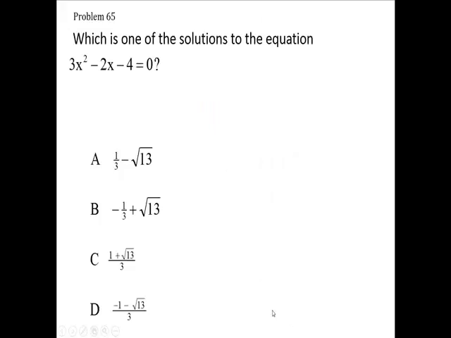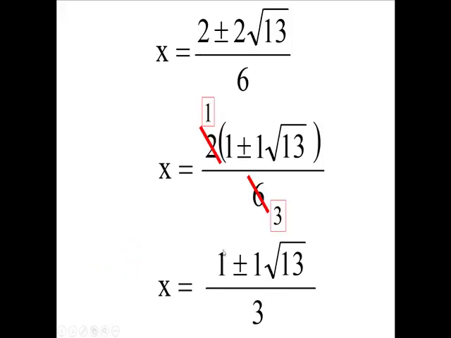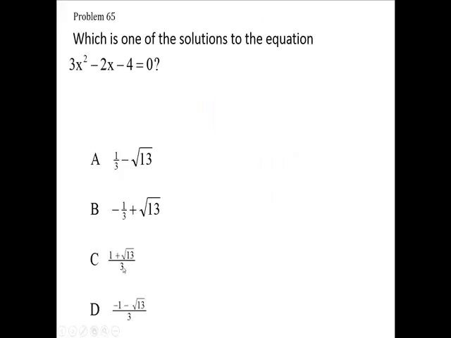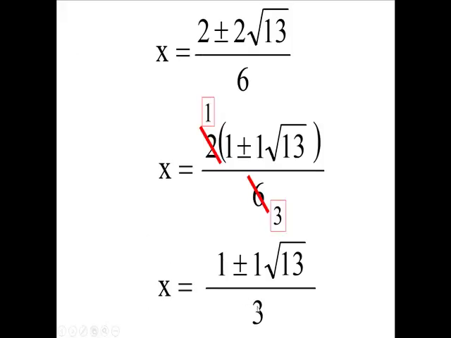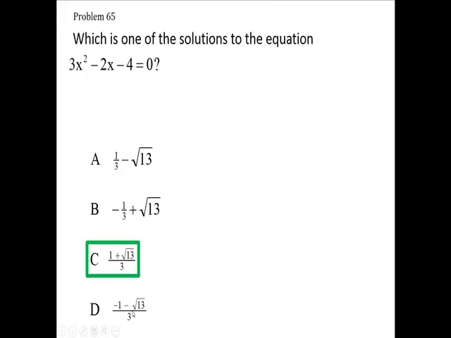Which will be this answer. You can't pick this answer because that's a negative 1. We should start off with a plus 1, and plus or minus the square root of 13, because 1 times the square root of 13 is the square root of 13. You just don't have to write that 1. It's going to be over 3. So we're going to pick this answer right here, 1 plus the square root of 13 over 3. The other solution is 1 minus the square root of 13 over 3. So C is our correct answer.